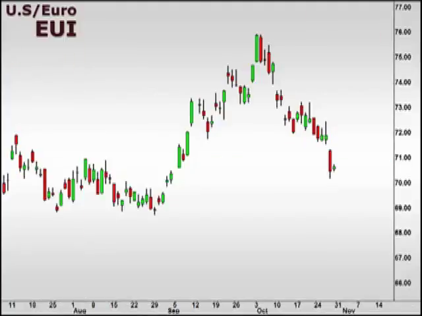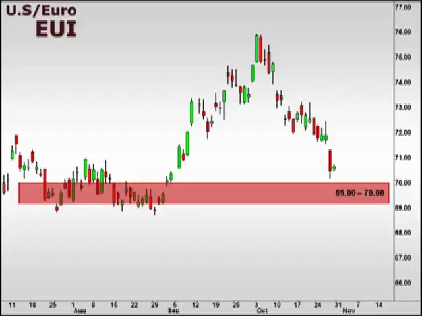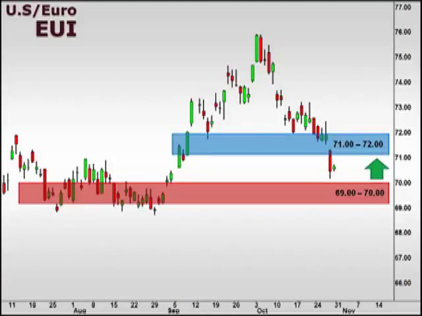Next up, the EUI, the US dollar versus the euro. Well, the EUI closed last week just shy of the 69.70 support level. We may see a follow through deeper and lower into this support. However, after such a drop, we do anticipate a bounce that would have us targeting 71.72.